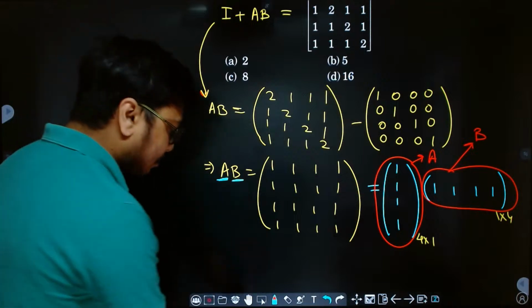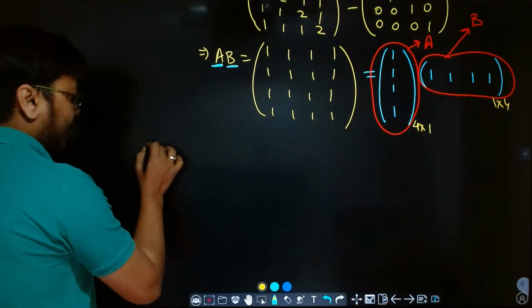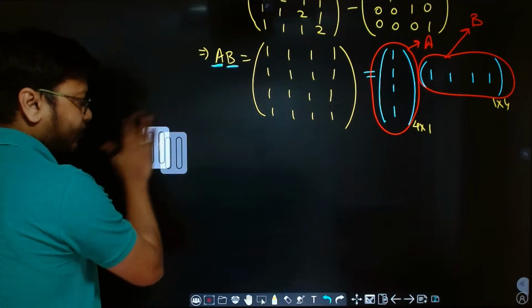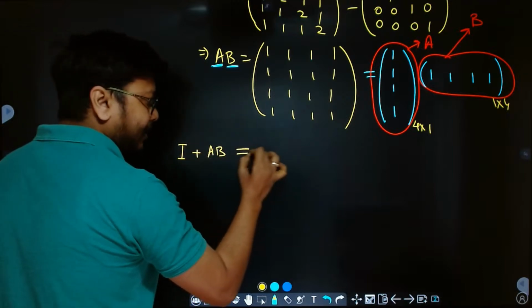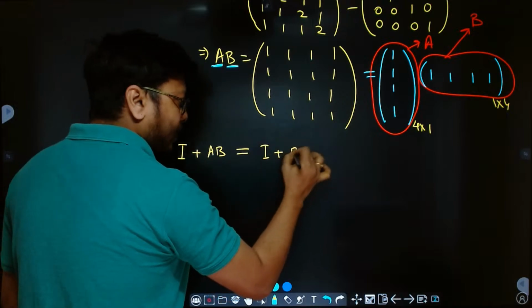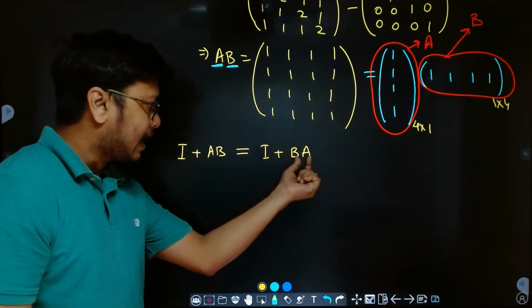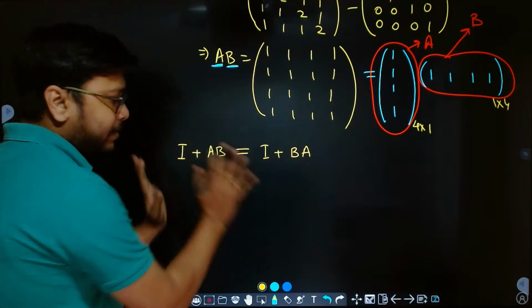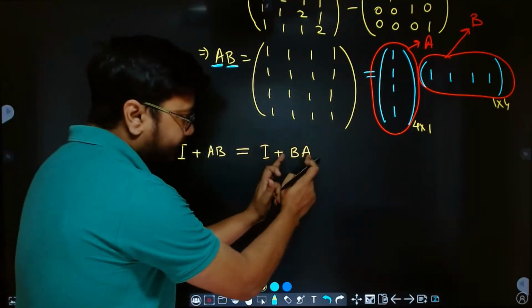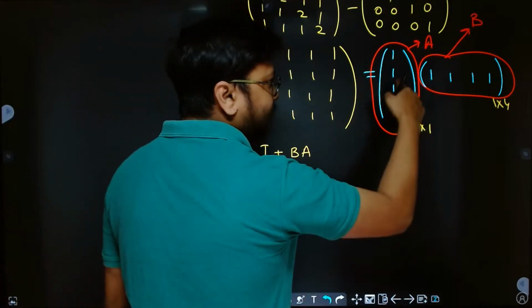Now comes in the property. The property is telling me that I have got AB, and that I plus AB will be the same as I plus BA, provided I will have the same order as that of AB here and the same order as that of BA there. I am not concerned with I plus AB now. I am concerned with the I plus BA right now. So what will be B into A? This is my A, this is my B.